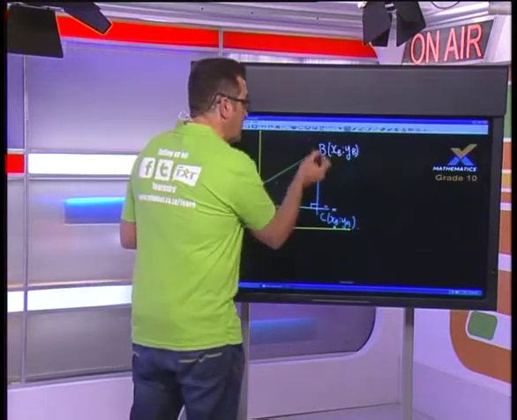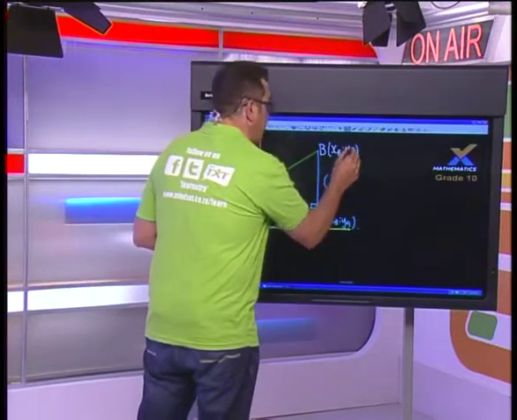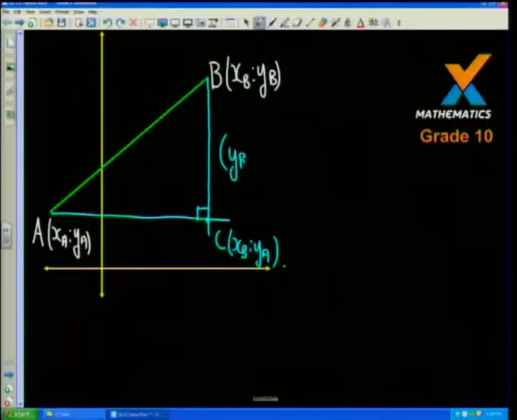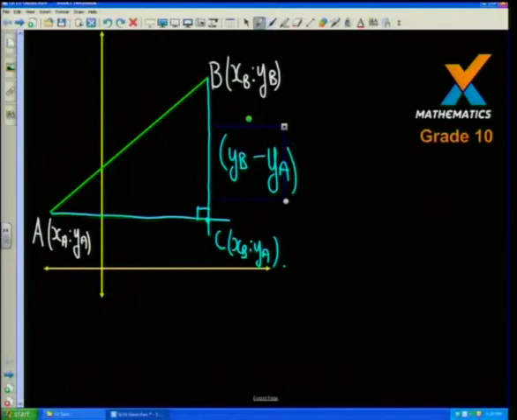So to find the length of BC, all I need to do is take the top y value and minus it with the y value of the point at the bottom, which is the point C. The same for the x values. To find this horizontal distance, I take the furthest x value, which is x of B, minus the smaller x value over here, the x value at point A.